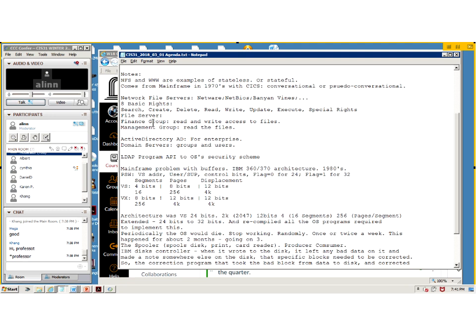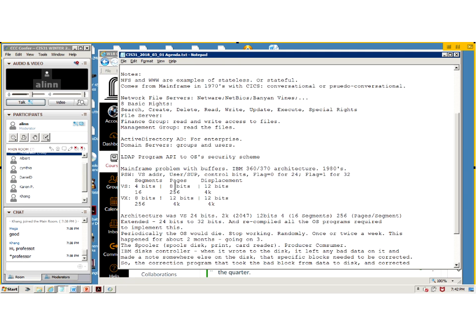Things of that nature. And then over the years, the capability increased to now what we have in Microsoft is the Active Directory for the enterprise, and then we have domain servers underneath it. And the domain servers came from this server concept back in the 80s. LDAP program API to access this security scheme. Lightweight Data Access Protocol would be this. This is what LDAP stood for, or Local Data Access Protocol.